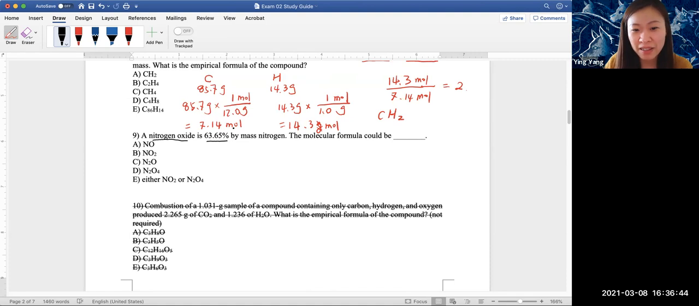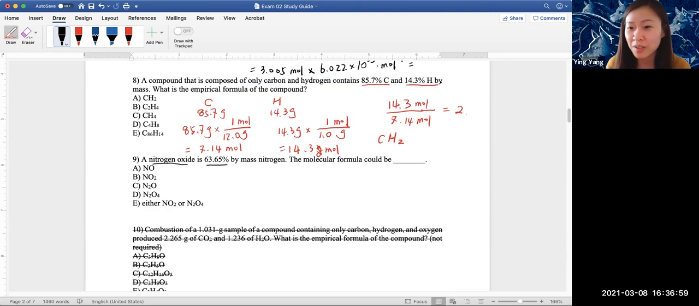And second piece of information, it's 63.65% by mass nitrogen. So the mass percent of nitrogen is given, but the one for oxygen is not. Like in the previous question, they both are given, but here only one is given. But actually you can find the other one because both of them added together should be 100%, right? So based on this information, there are only 2 elements, so knowing one, you'll be able to calculate the other one. And the rest of it would be the same.